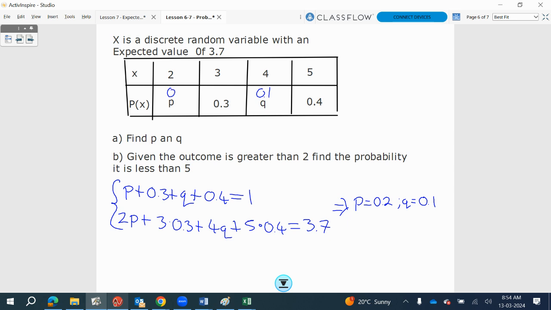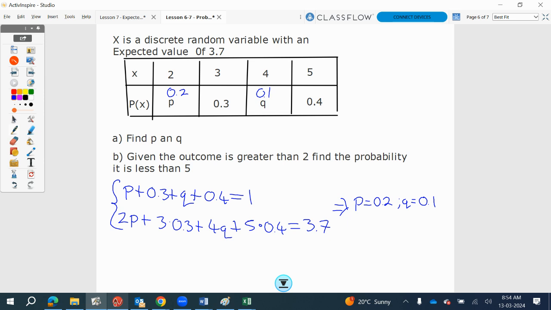All right, so my table has 0.1 and 0.2. This is part A. Part B. Given that the outcome is greater than 2, find the probability that it is less than 5. So we want the probability that x is less than 5 given x is greater than 2.